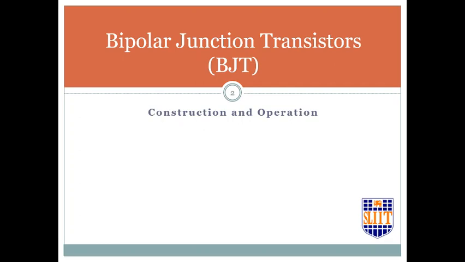The name bipolar junction transistor, the abbreviation is BJT, which is the first letters of the three words: bipolar junction transistor. Now the word bipolar junction implies that there are two junctions in opposite directions, bipolar, different polarities, opposite polarities, and there are two PN junctions. So today we will be discussing the construction and the operation of the BJT.